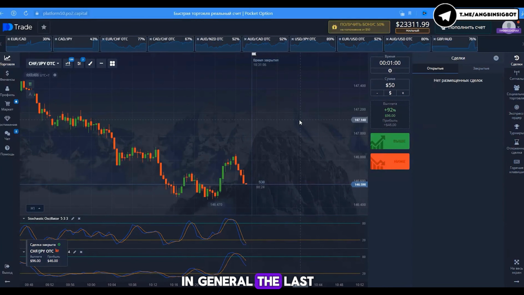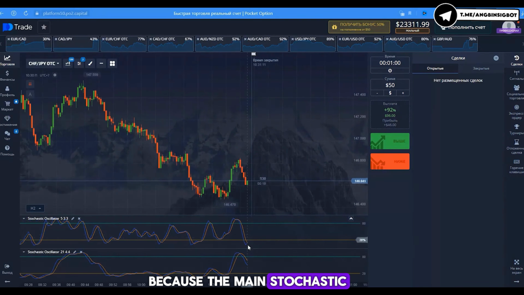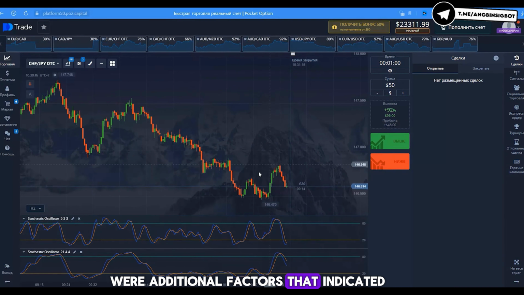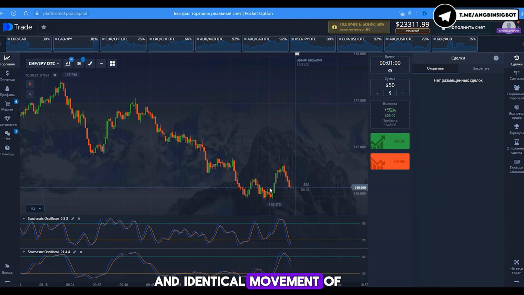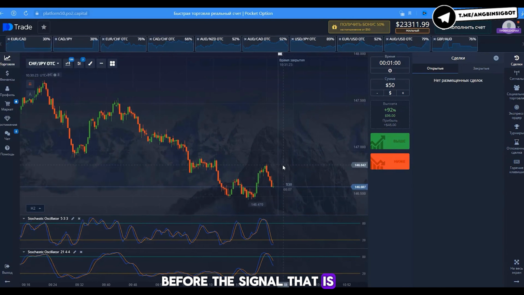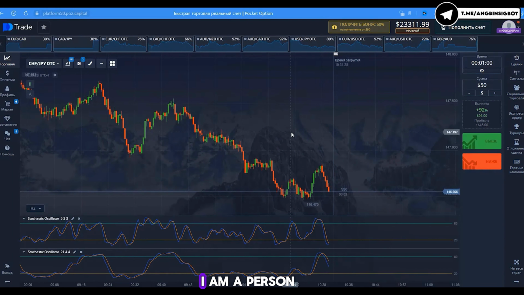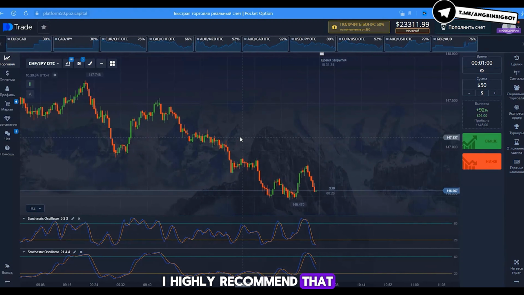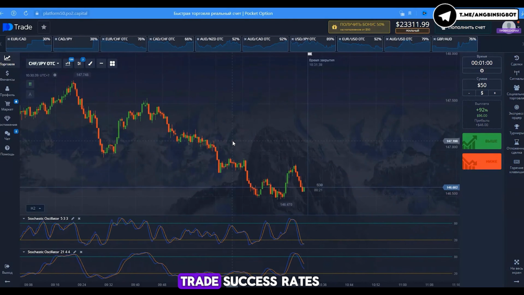In general, the last two signals were, to be honest, somewhat distant from the conditions because the main stochastic was significantly ahead of the slow one, but in these moments, there were additional factors that indicated the necessary movement. For example, this is a strong trend and identical movement of the stochastics before the signal. That is, it smoothed out the moment that one was ahead of the other. But that is the whole point. I am a person, so to speak, with experience, and I can sometimes recover losses, which is why I can take risks. However, I highly recommend that beginners follow the conditions. Only by adhering to the conditions will you achieve maximum trade success rates.